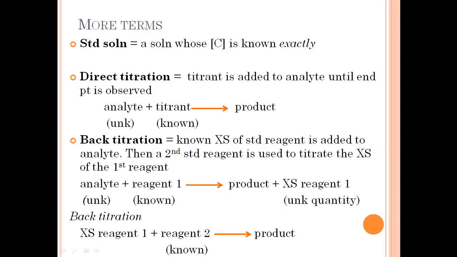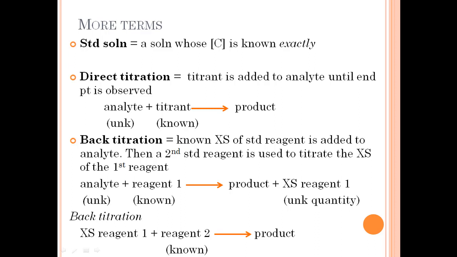So you know that you have your product, but you have an unknown quantity of that excess reagent. The reason it's unknown is because you don't know what your analyte is. So you don't know how much is left over. You don't know how much reacted. Then what you do is you take that excess reagent and you titrate it with another reagent, which you also know a lot about, and that gets your product. If you know how much excess reagent is titrated from that second back titration, then you can back calculate how much original analyte was in your unknown.